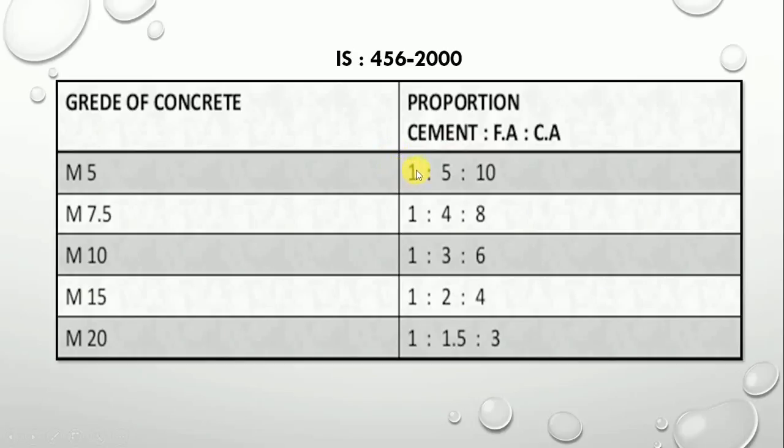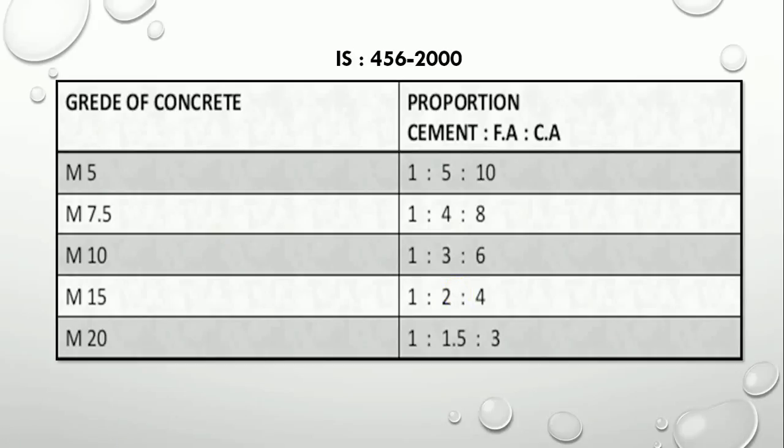Okay, first, if we take a unit of cement, then we need to add 5 times of fine aggregate and 10 times coarse aggregate. It is the proportion. It means 1:5:10. It is the proportion of M5 grade. M7.5 means 1:4:8, and others are listed as you can see.